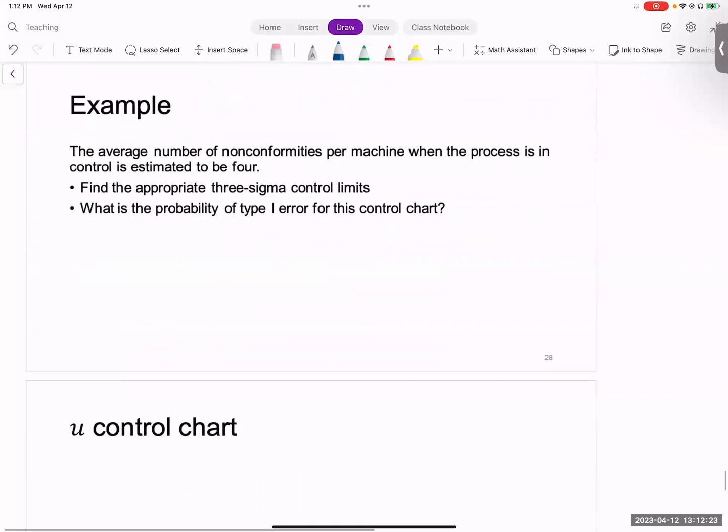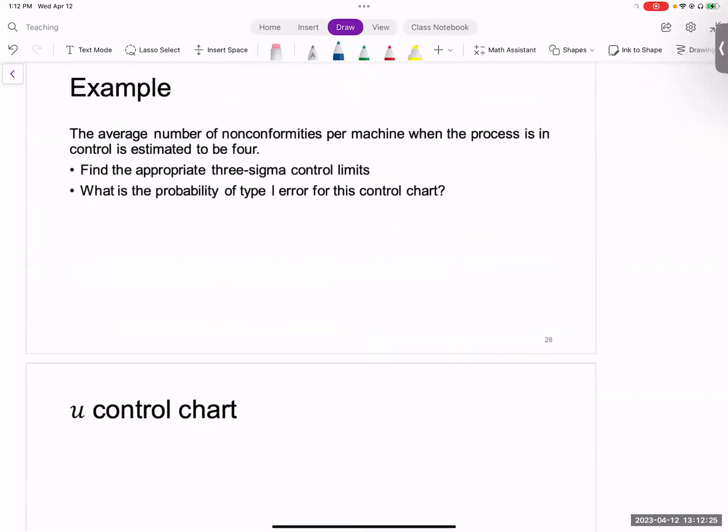All right, let's look at an example here. The question says the average number of non-conformities per machine when the process is in control is 4. So your C is given to be 4. It does not talk about the number of inspection units, so we are just going to assume for the time being that the number of inspection units is 1. Find the appropriate 3 sigma control limits. So I can do UCL equals C plus 3 square root of C, which gives us 10. CL is 4, and LCL is equal to 4 minus 3 square root of 4, which is minus 2.